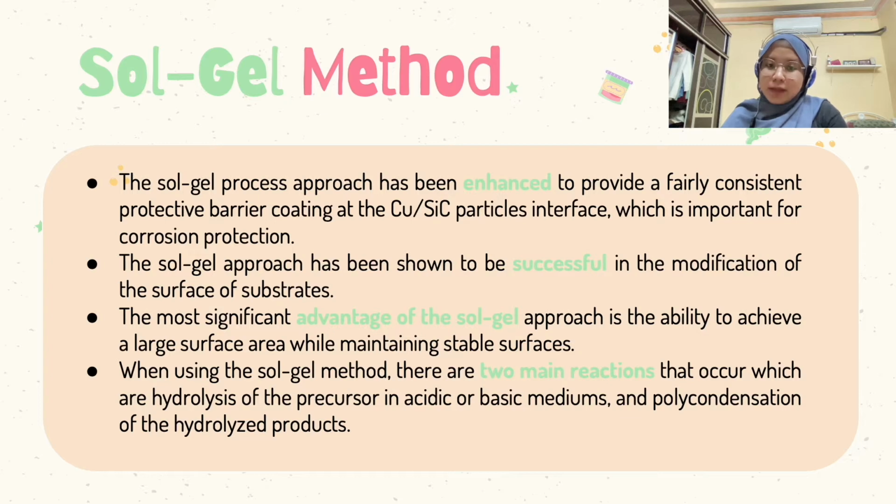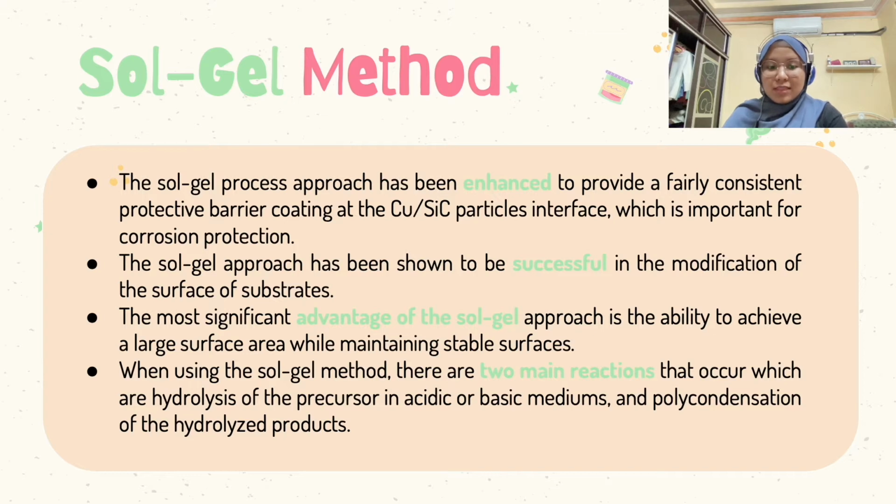When it is applied as a coating to a material surface and allowed to dry for a specific time, the Sol Gel will form a hard dense surface that has a high gloss glass-like finish that is free from any surface irregularities. Consequently, this new surface has the potential to serve as a protective barrier coating at the copper silicon carbide particle interface, which is very important for corrosion resistance.